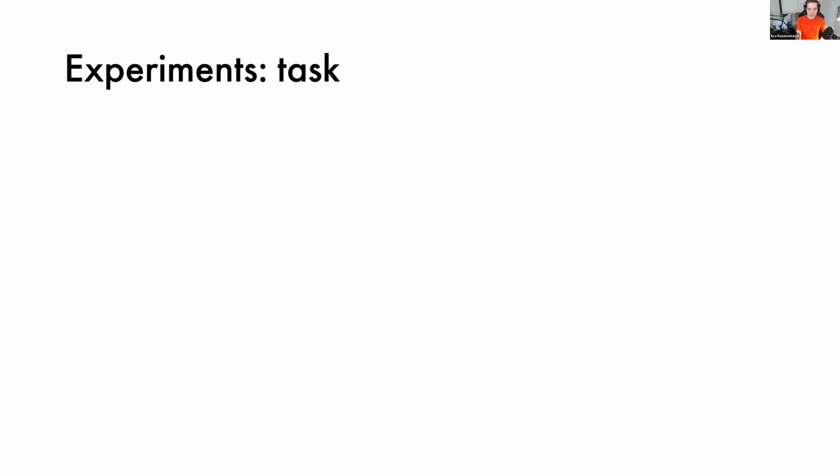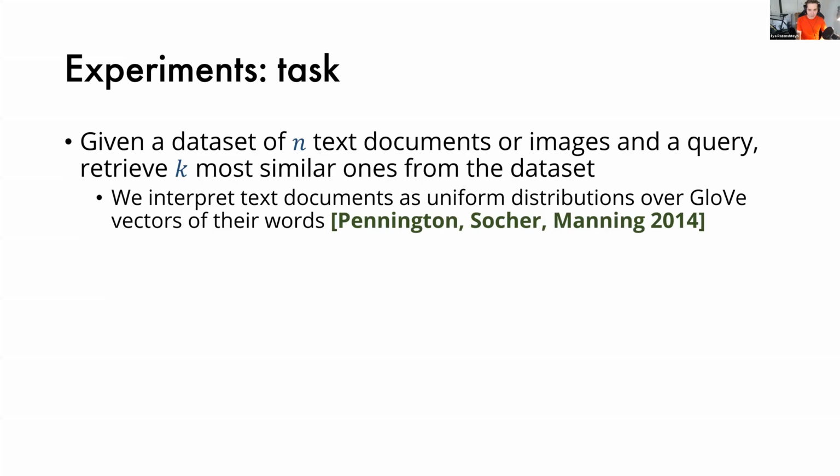So what is the task that we're going to run our algorithms on? We use the application from the Kusner et al. paper. We want to retrieve the k most similar text documents among n. We also have some experiments on images, but I really think these text experiments are more representative in some sense. Like in the Kusner et al. paper, we interpret text documents as uniform distributions over respective word embeddings. For word embeddings, we use GloVe vectors, which is one of the standard state-of-the-art word embeddings.